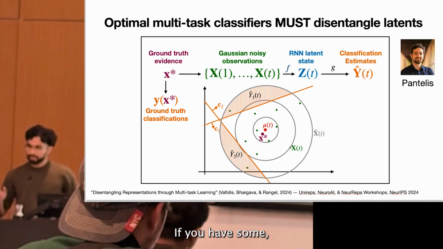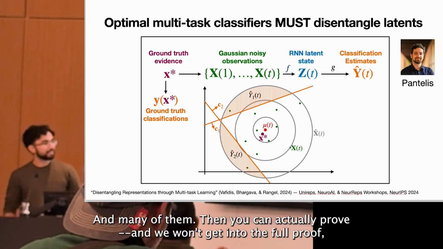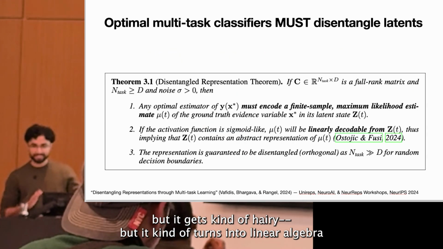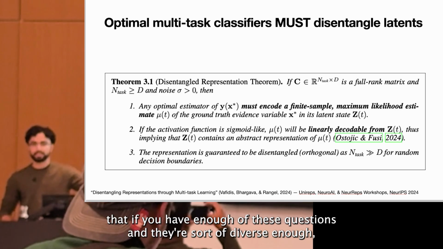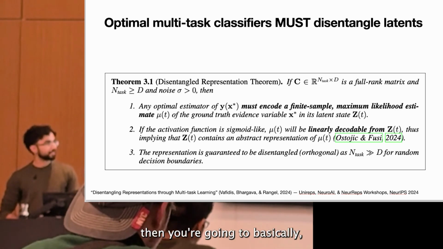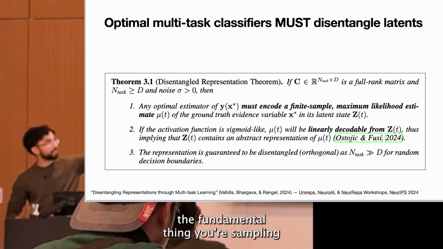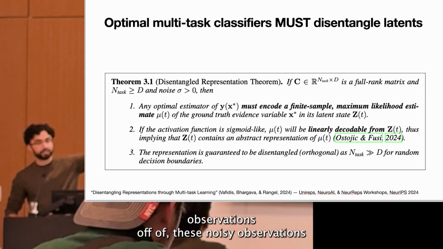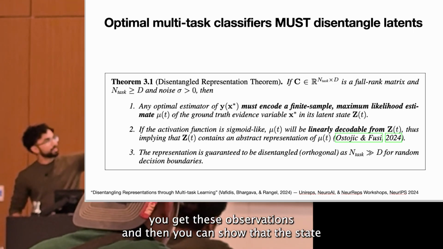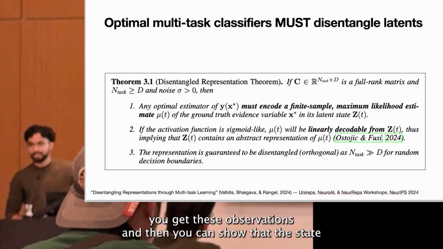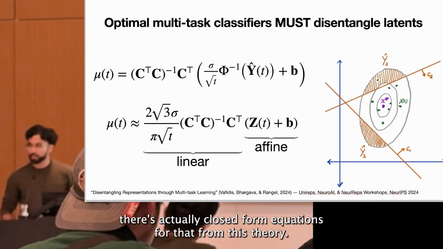If you have some optimal system that's computing these likelihoods over classifications, and many of them, then you can actually prove, and we won't get into the full proof, but it gets kind of hairy, it turns into linear algebra at a certain point. But you can prove that if you have enough of these questions and they're diverse enough, then you're going to be able to disentangle this X star thing, the fundamental thing you're sampling observations off of, these noisy, partial observations of the real latent state of the person, so maybe it's stuff they said. You get these observations, and then you can show that the state of the optimal multi-classifier must contain this latent value, and the nice thing is, there are actually closed form equations for that from this theory.